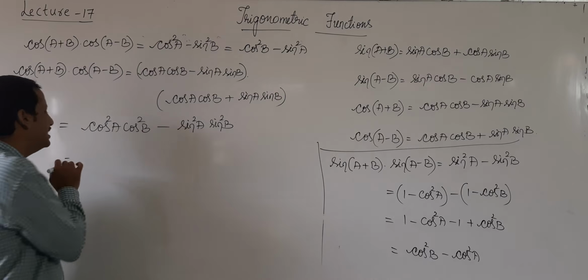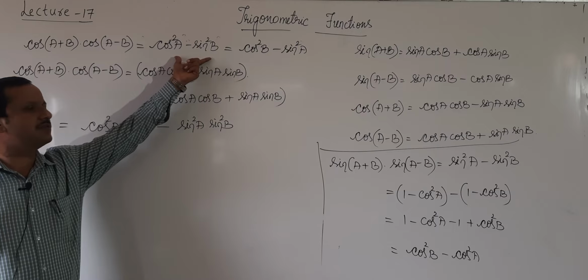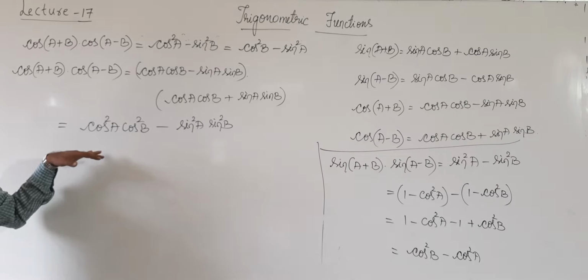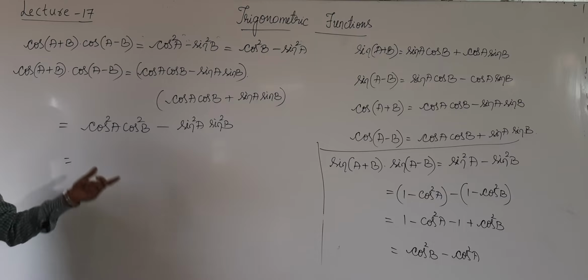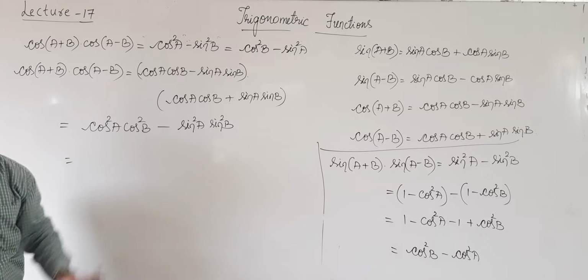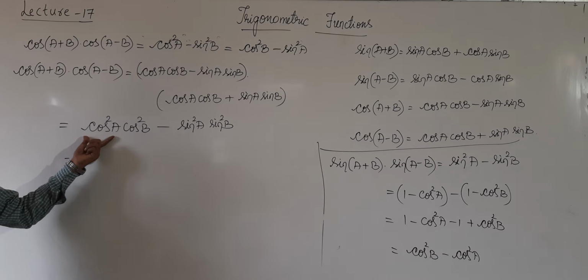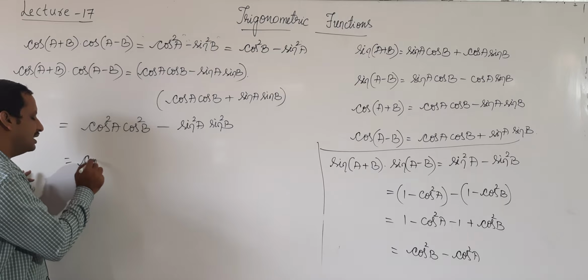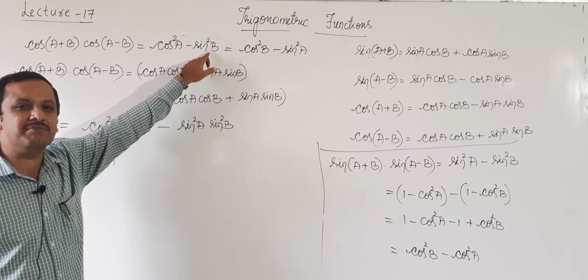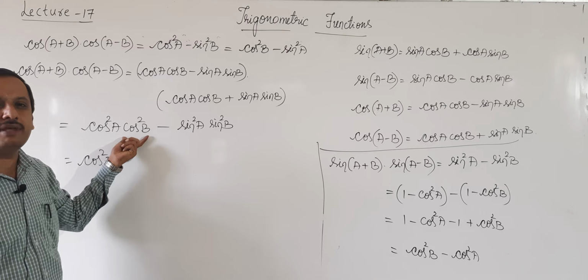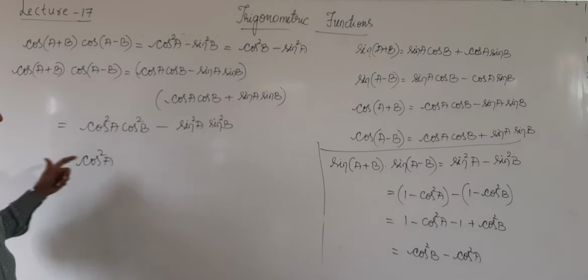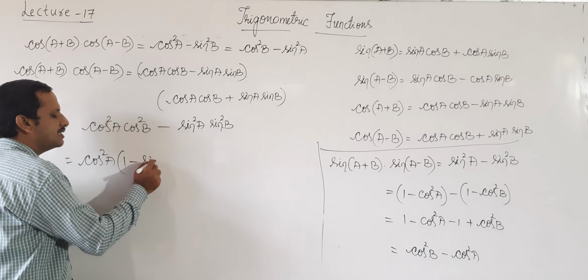Okay. Next, see what you want to prove. You want to prove that this is equal to cos square A minus sin square B. So what do we do? Observe, the angle A is in terms of cos and the angle B is in terms of sin. So you retain cos square A as it is, and write cos square B in terms of sin. We can write cos square B as 1 minus sin square B.